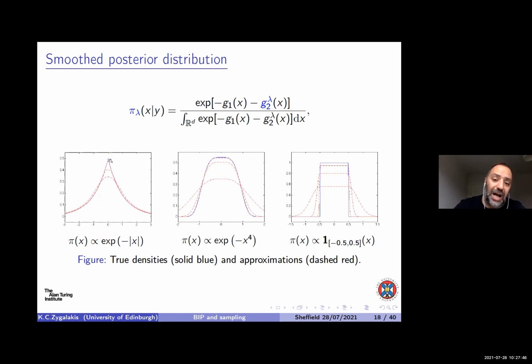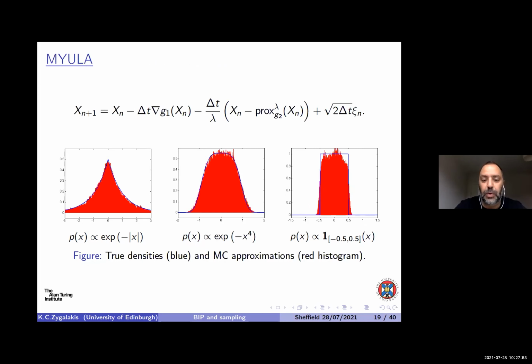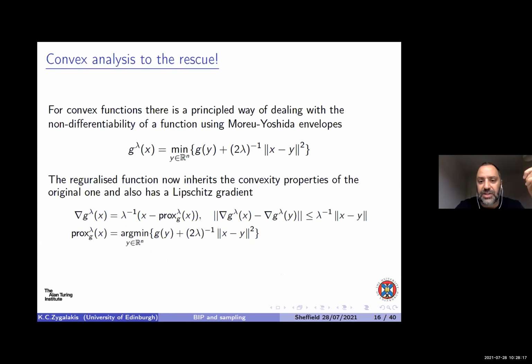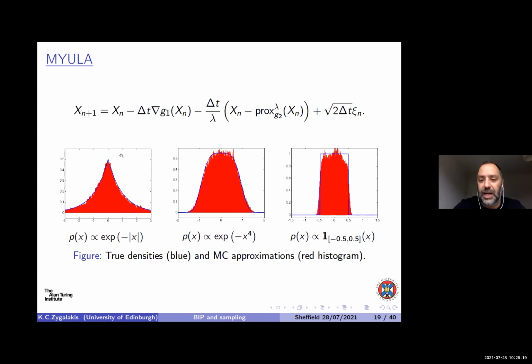But so if you'd like to not introduce extra bias by introducing this lambda, this smoothing, you would need to take lambda to be very small. And here basically you see what is called the Majula algorithm, which is nothing else than, sorry for flipping slides like this, the Euler-Maruyama, but now instead of applying that to G1 minus G2, because we don't have a gradient of G2, we replace G2 with G2 of lambda, and then take the gradient of that, and that just leads you to this Majula algorithm.